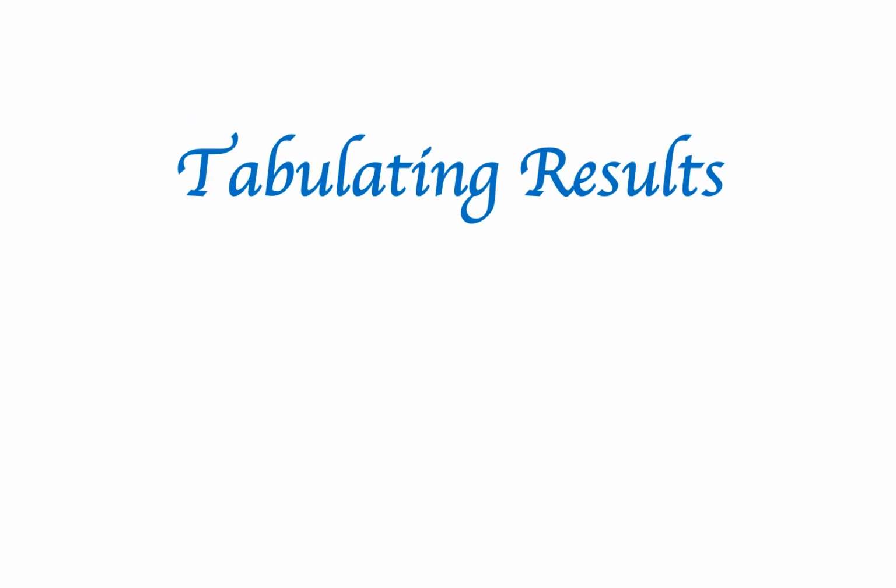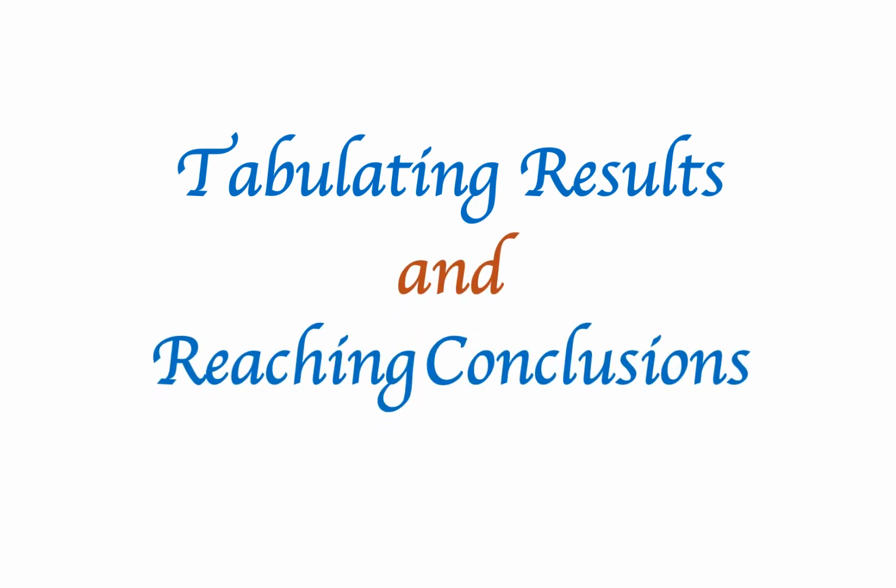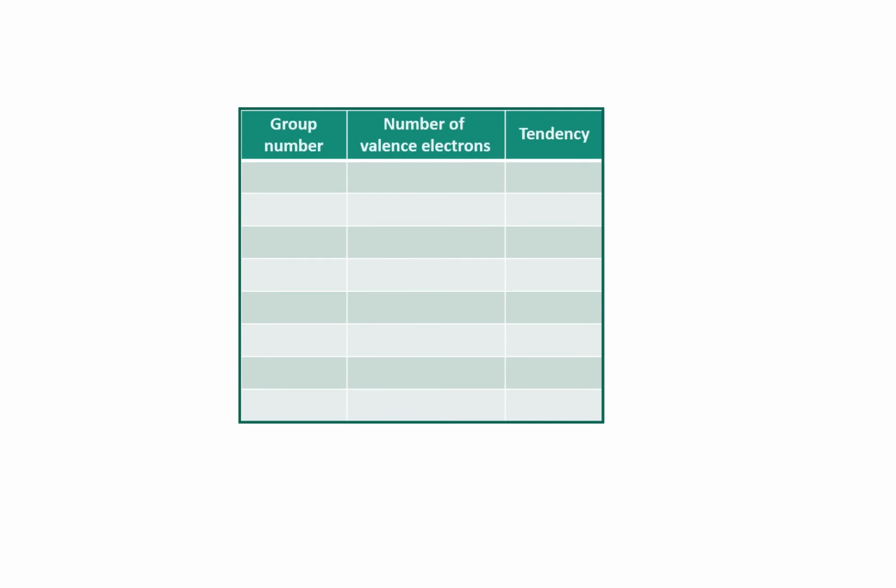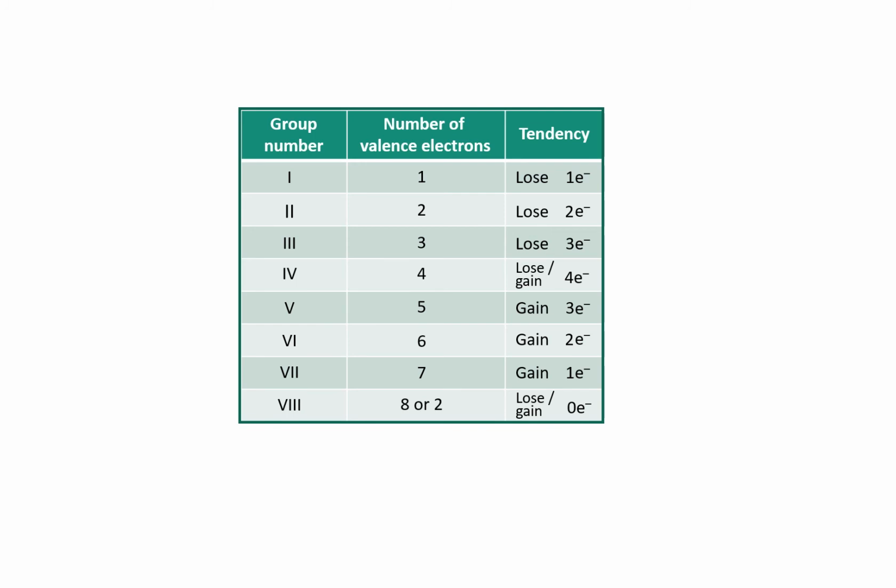Scientists tabulate results in order to have them all in one place. Tables and charts make it easier to analyze the data, to detect patterns, and to reach conclusions. Let's tabulate the observations we have just made. After placing all our data in one chart, we notice that elements in groups 1, 2, and 3 have a tendency to lose electrons, and elements in groups 5, 6, and 7 have a tendency to gain electrons.